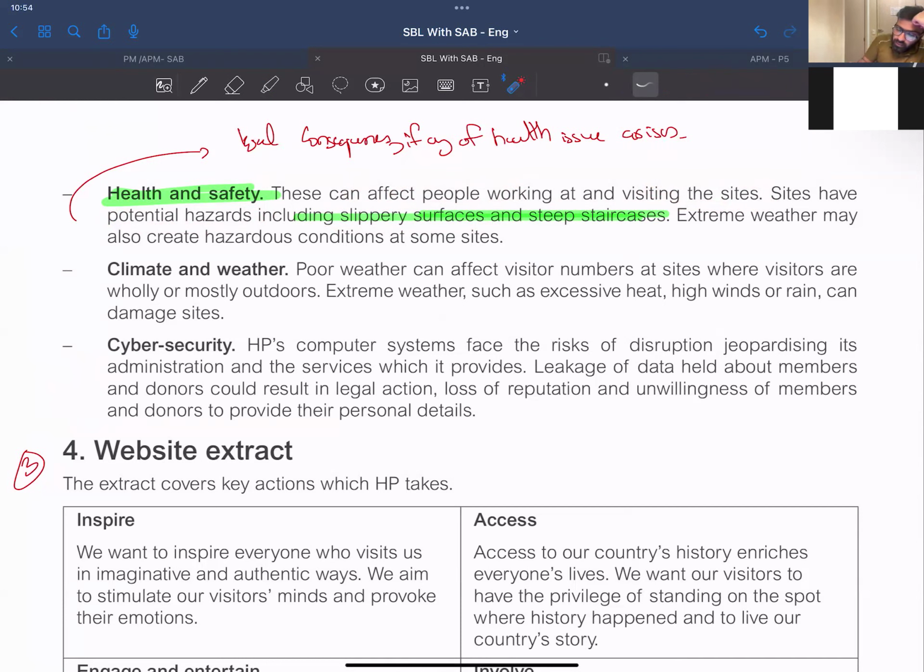Now, extreme weather may also create hazardous conditions at times. Then climate and weather. Poor weather can affect visitor numbers at sites where visitors are wholly or mostly outdoors, right? So if there's not good weather, there are not good tourists, right? So this is again a risk.